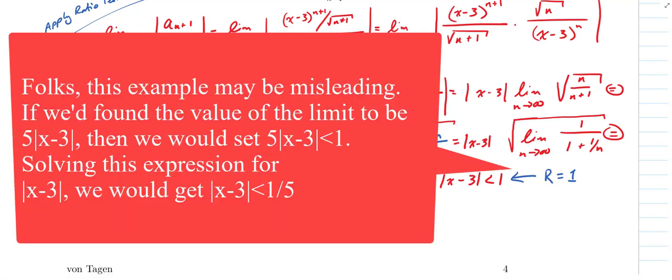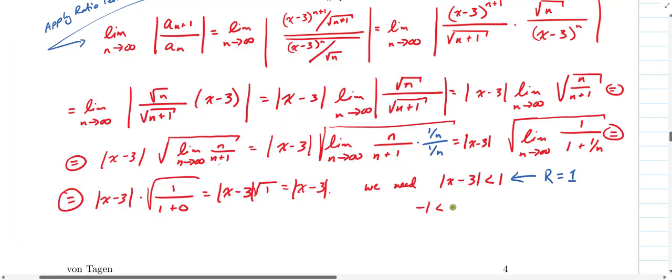And I'd like to show you what I mean when I talk about the interval. So if we were to set this up as an absolute value inequality, this is what we get. Remember that the absolute value inequality is shorthand for this. If I add 3 to both sides, I get 2 is less than x, which is less than 4. And here you can see what we mean by the radius of convergence, because I'm guaranteed convergence for any x value within this interval right here. I'm guaranteed by the ratio test.